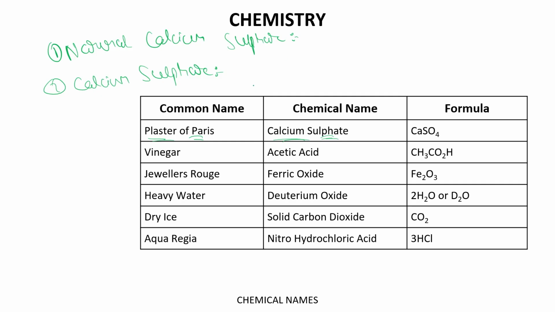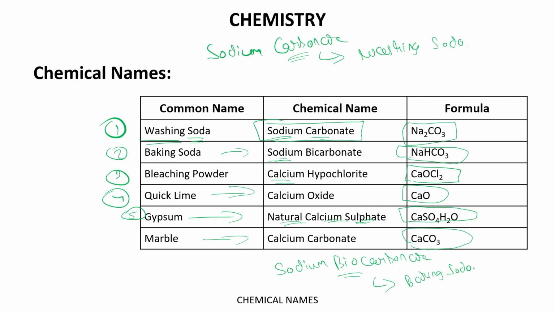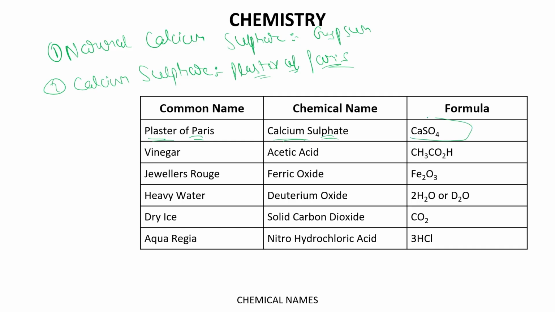Now my question is, what is the difference between them? When we are talking about natural calcium sulfate, basically we are talking about gypsum. But when we are talking about calcium sulfate and calcium sulfate only, then it is plaster of Paris. And if we look at the general formulas, natural calcium sulfate has the formula CaSO4.2H2O, whereas calcium sulfate has the formula CaSO4. I hope now you have got the difference.